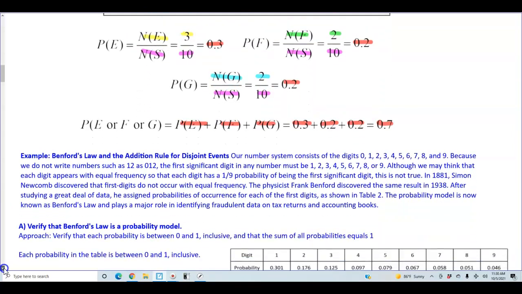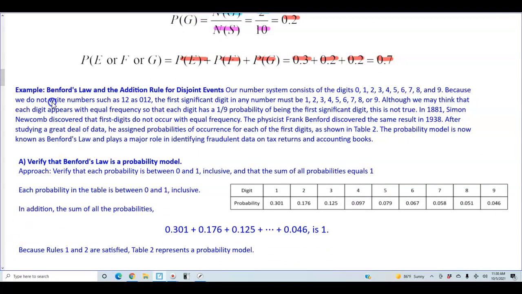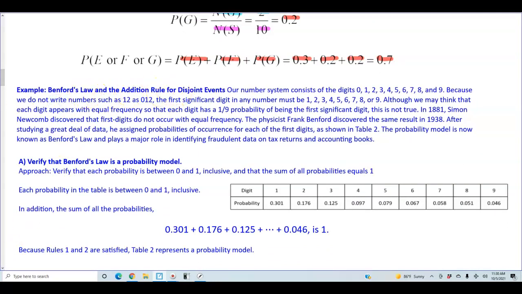Okay, now let's take a look at another example here. Example: Benford's law and the addition rule for disjoint events. Our number system consists of the digits 0, 1, 2, 3, 4, 5, 6, 7, 8, and 9. Because we do not write numbers such as 12 as 012, the first significant digit in any number must be 1 all the way to 9. Although we may think that each digit appears with equal frequency, so that each digit has a 1 out of 9 probability of being the first significant digit, this is not true.